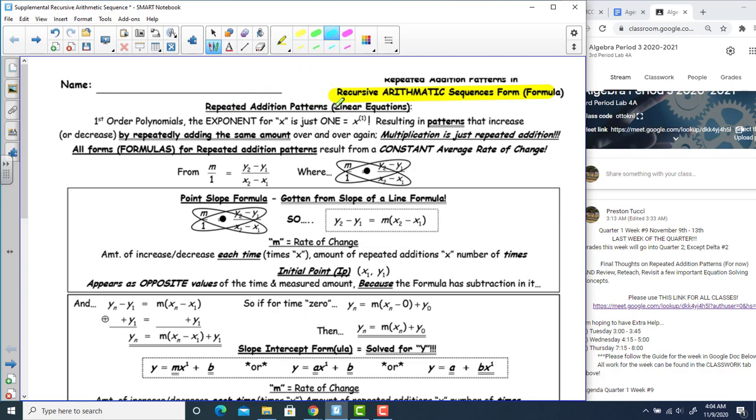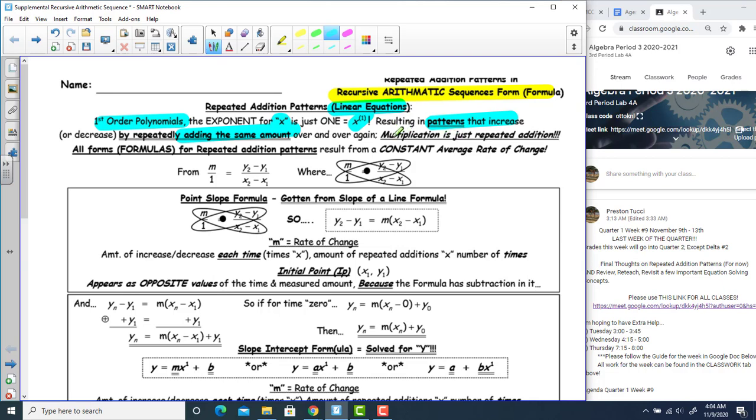Repeated addition patterns, otherwise known as linear equations, are first-order polynomials. We know that because the exponent for x is just 1, it's being raised to the power of 1. Once we start to change the exponents, the relationships will change dramatically. Because the exponent is being raised to the power of 1, the patterns are increasing or decreasing by amounts that are being repeatedly added over and over again.